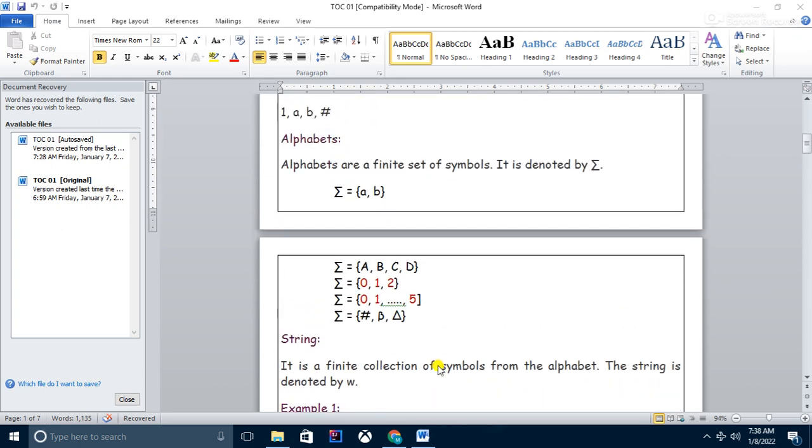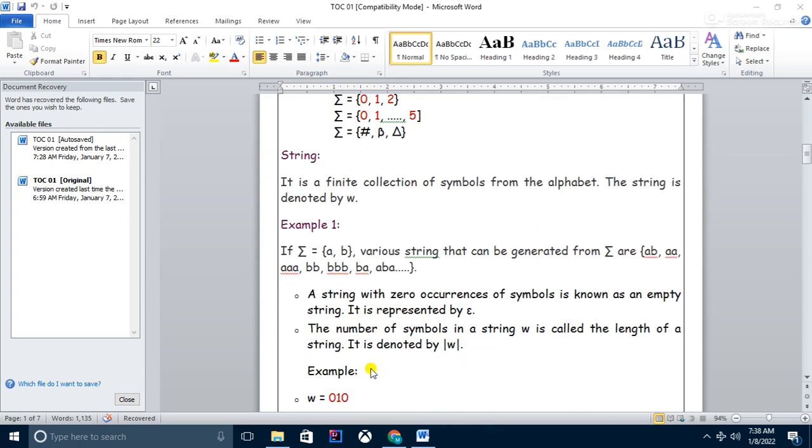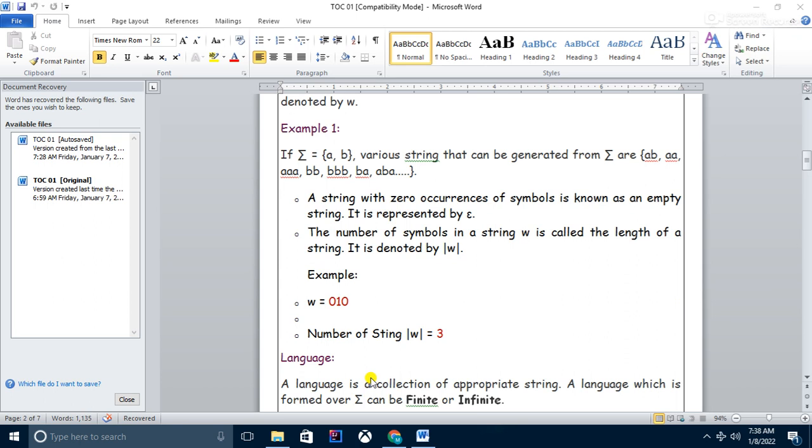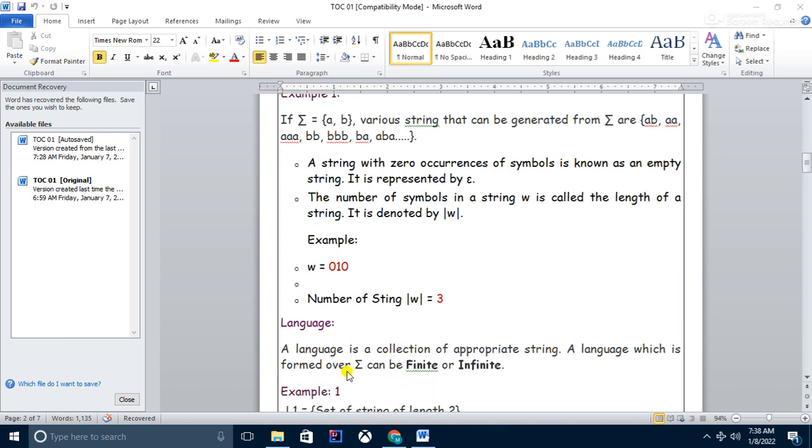Now we have discussed strings and alphabets. By using the alphabet we form the string, and from strings we form the language. So a language is a collection of appropriate strings. The basic things are symbols; by using symbols we construct a string, and by using strings we construct a language. The language is formed over sigma, and it may be finite or infinite.